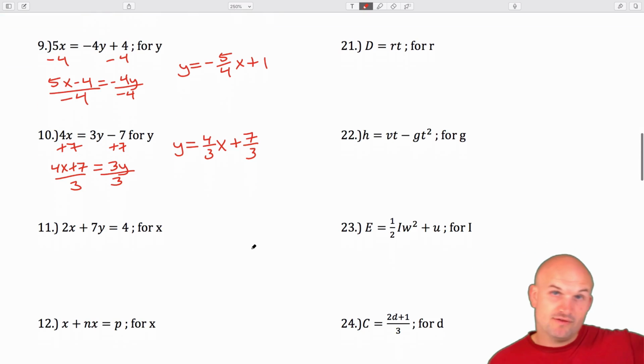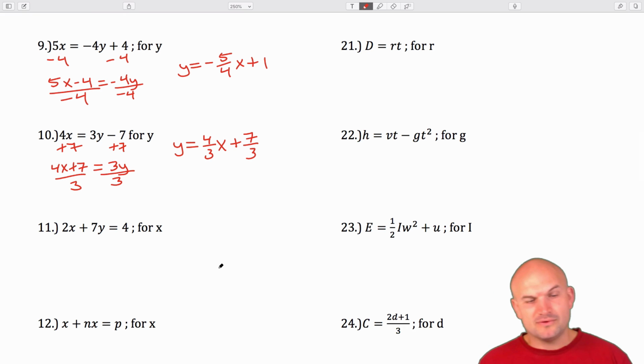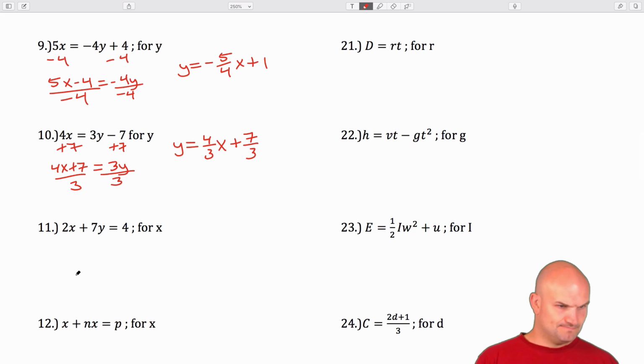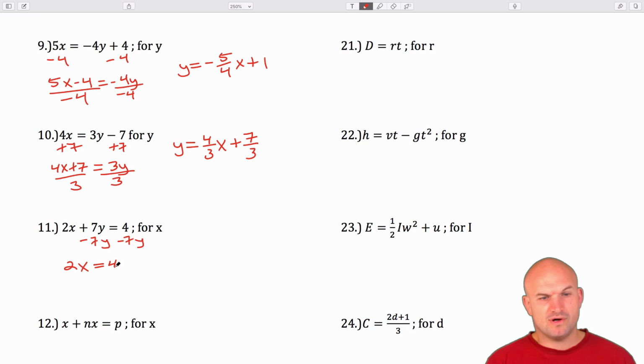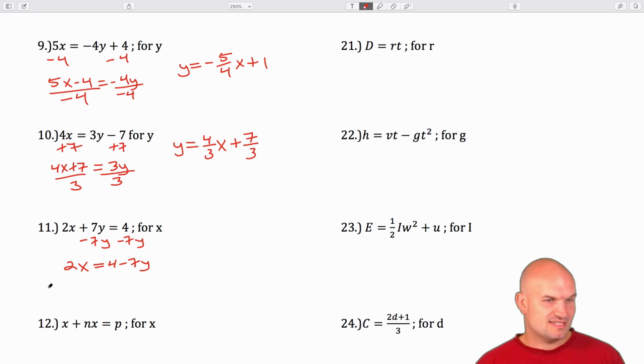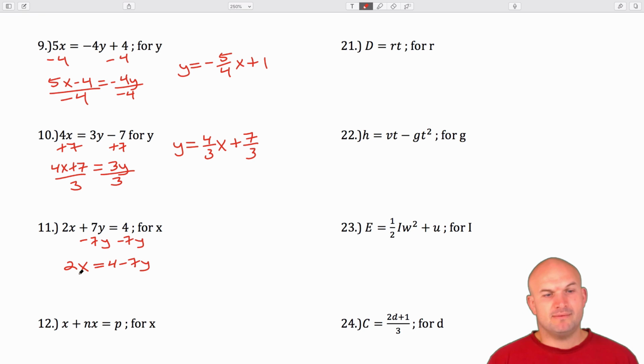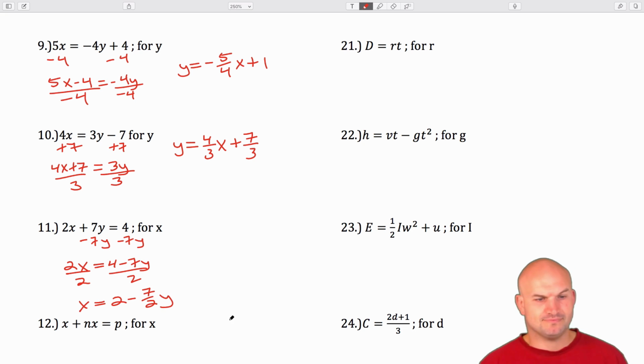All right, now we have the variable back on the left-hand side. You can see how things can go either way. And now, okay, so I'm going to need to subtract the 7y and then divide by 2. So let's subtract the 7y in this case. So I have 2x is equal to 4 minus 7y. So now it's not going to be in slope-intercept form, right? But that's fine. Divide by 2. 2 divides into 4, but not into the 7. So therefore, x is equal to 2 minus 7/2 y.